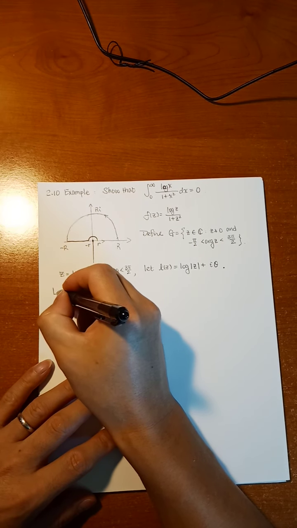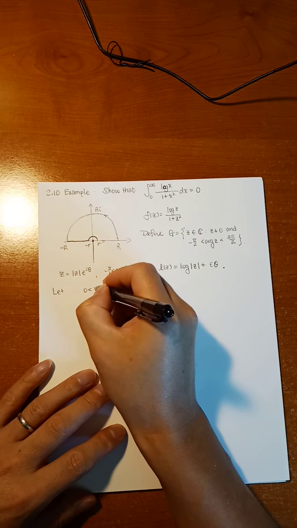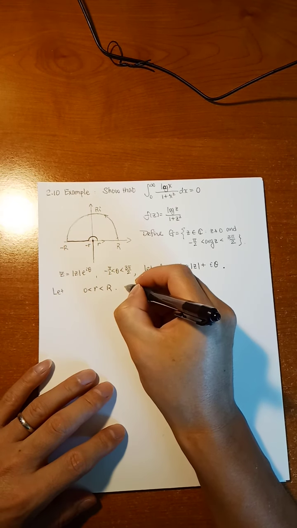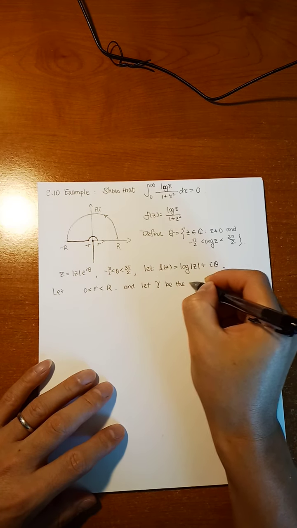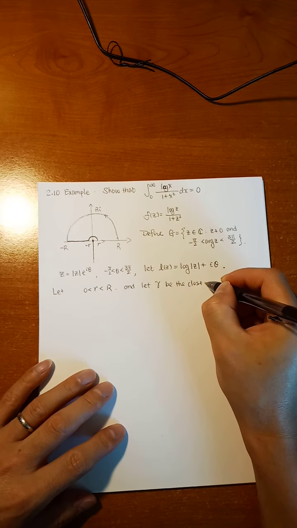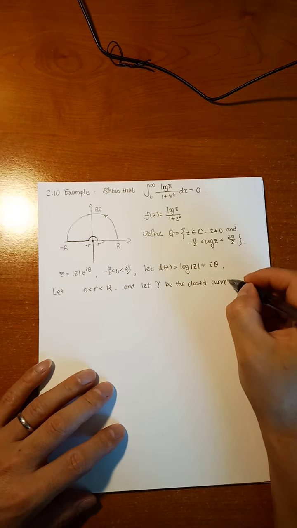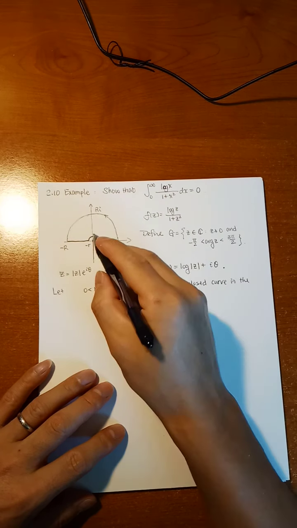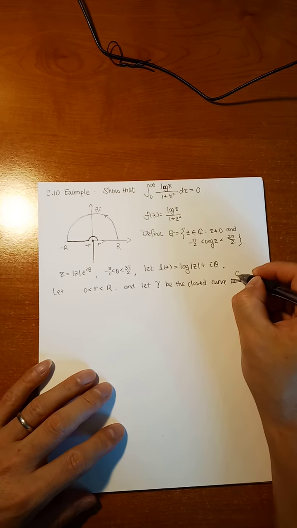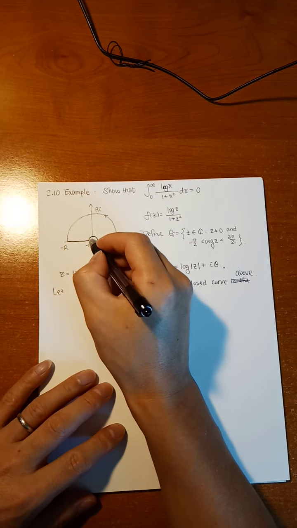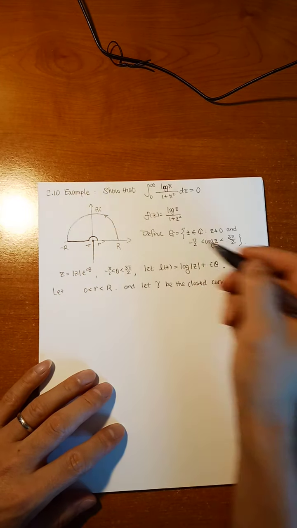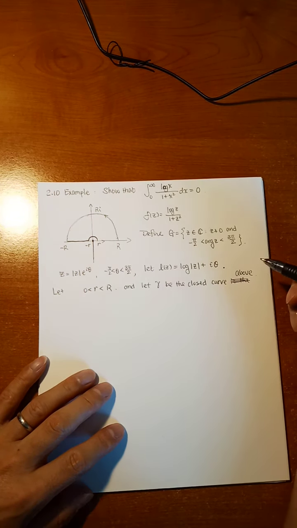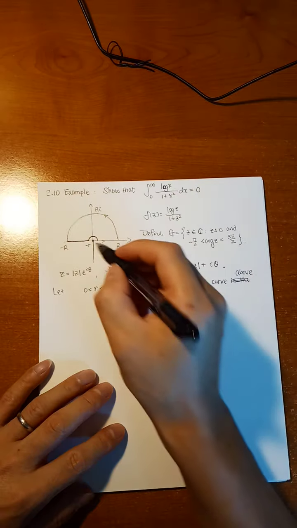And let 0 less than little r less than capital R, and let gamma be the closed curve in the above domain. So what is a closed curve? A closed curve means you use the small upper semicircle and the big upper semicircle, together with the intervals, with counterclockwise orientation.